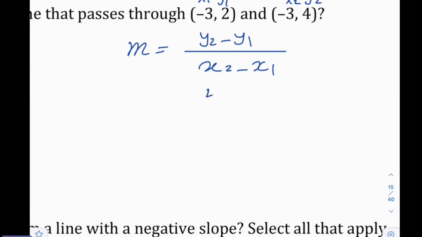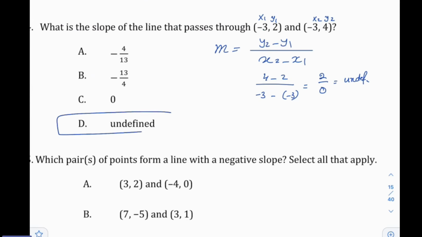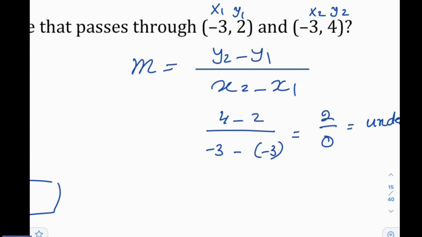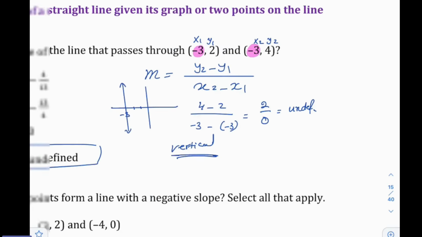And replacing, -3 minus -3. So this is 2 over 0, which is undefined. 2 over 0 is undefined. You cannot divide by 0 in the calculator, it will give you an error. And as you notice here, without calculating, you find that x is the same. X is the same means the line will be standing at -3 from the x-axis. It will be a vertical line, and all vertical lines have undefined slope.